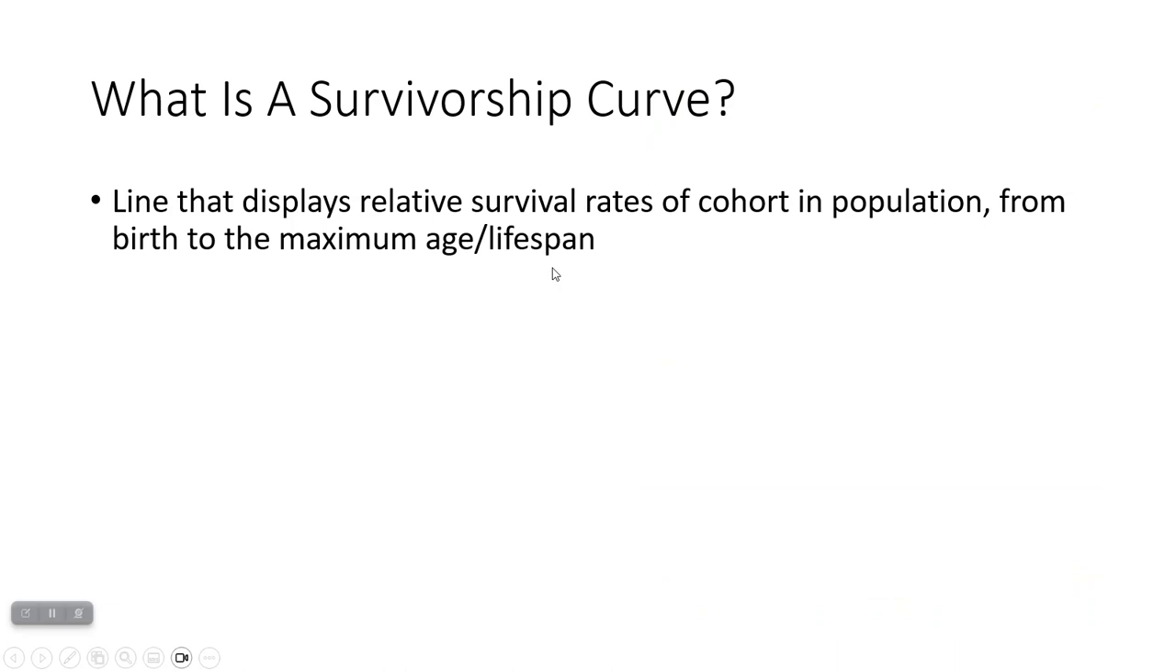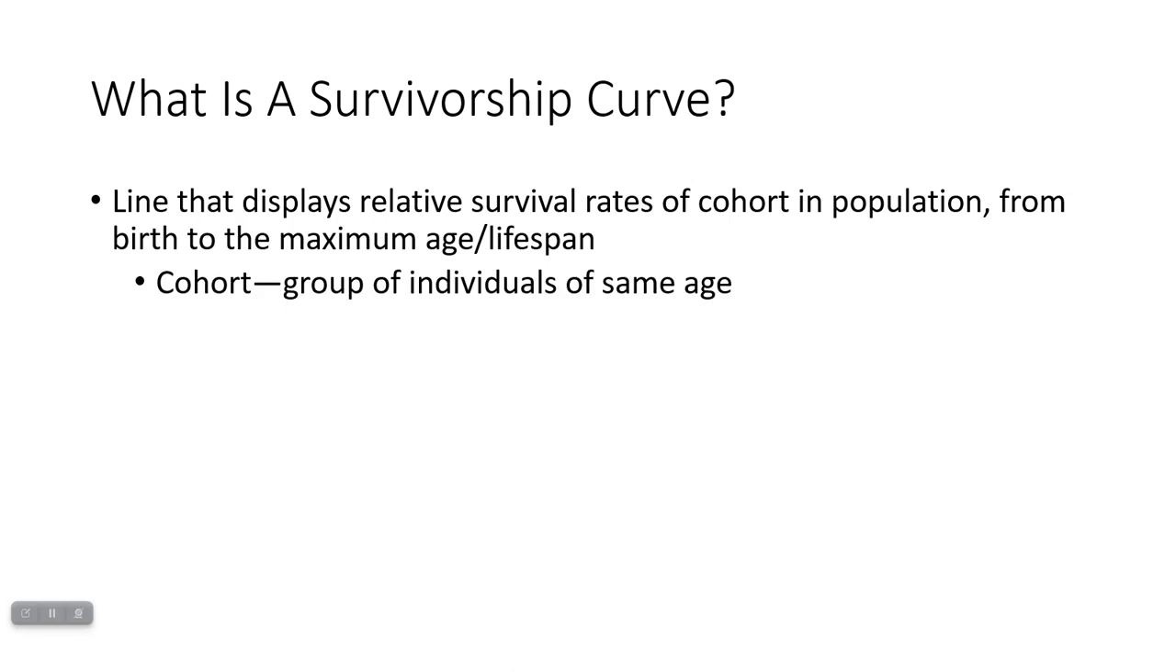So, what is a survivorship curve? Well, it's a graph that displays for a cohort in a population how many of them will survive to a certain stage of life. And this goes all the way through to the maximum lifespan. And if you're wondering what a cohort is, it's a group of individuals of the same age. So you would theoretically pick, say, 100 or 1,000 individuals who were all born or reproduced or sprouted, in the case of plants, at the same time, and you would track them throughout their life to see how many of them survive.